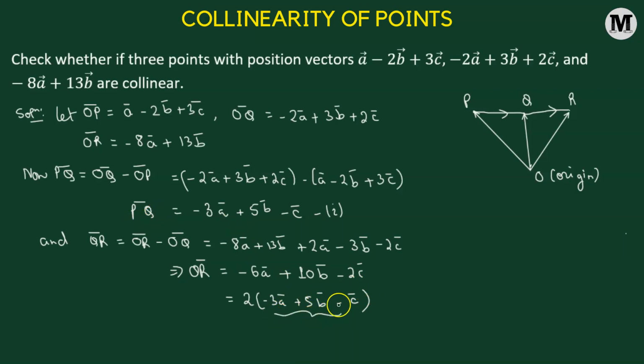this particular vector. So that means we have QR vector equal to 2 times the vector PQ, where 2 is a scalar. This simply tells us that points P, Q, and R are collinear. It must be collinear, only then can we express the vector QR in terms of PQ. All we have to do is multiply it with some scalar, which has a value of 2.